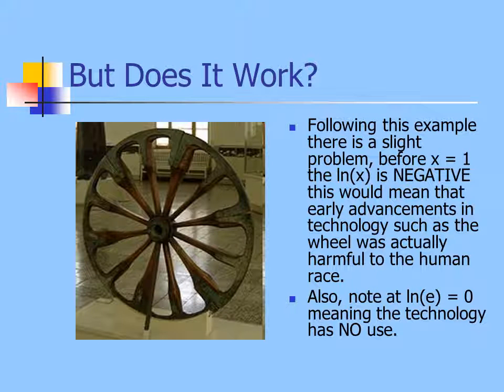But does it work? Following this example, there is a slight problem. Before x equals 1, the natural log of x is negative. This would mean that early advancements in technology, such as the wheel, were actually harmful to the human race. Also, note that the natural log of 1 equals 0, meaning that technology has no use.